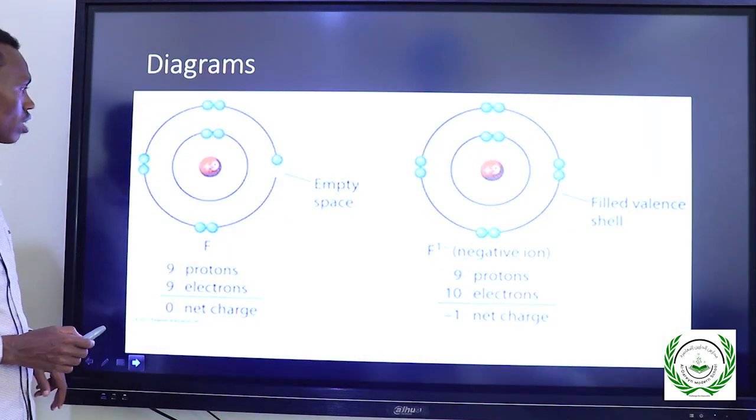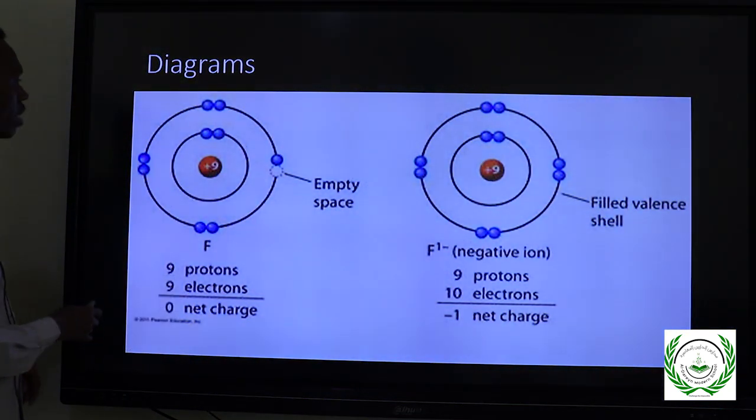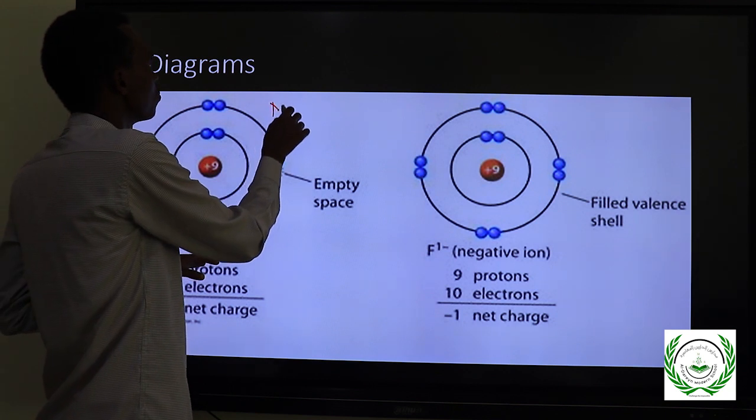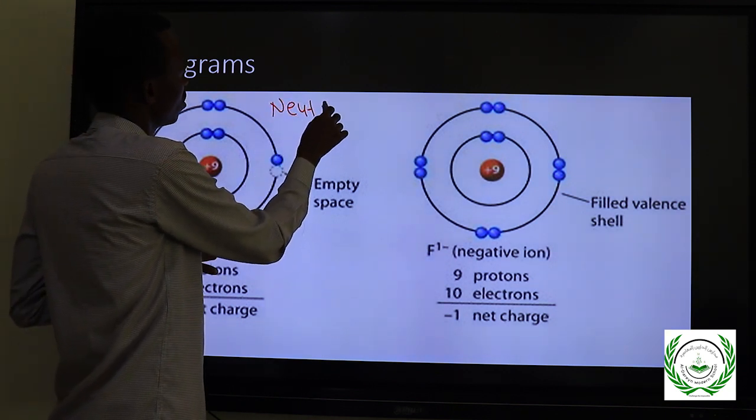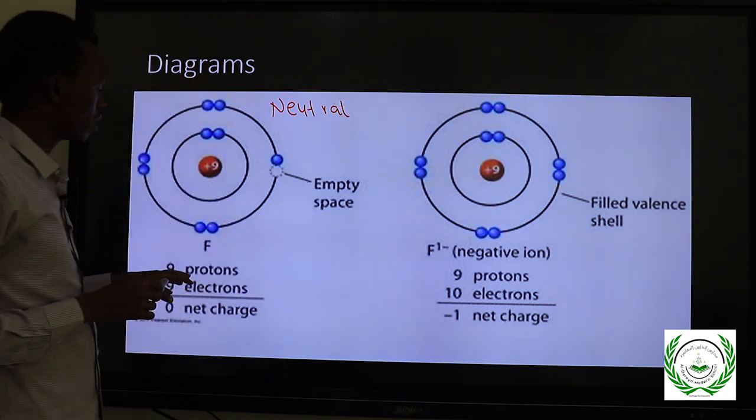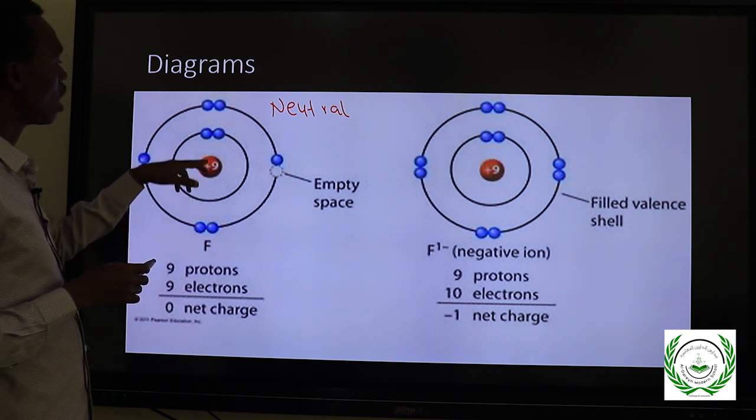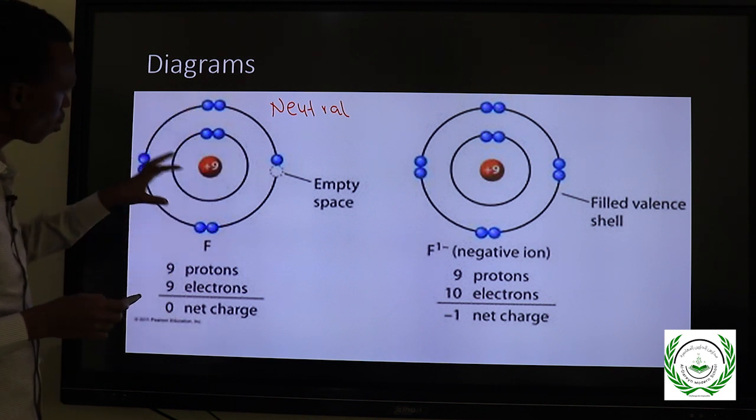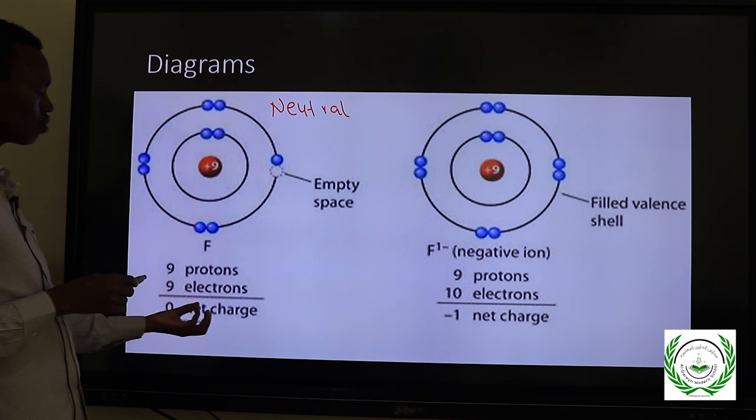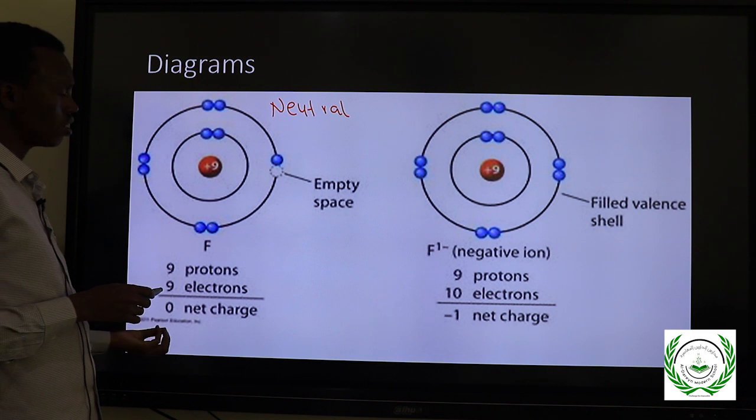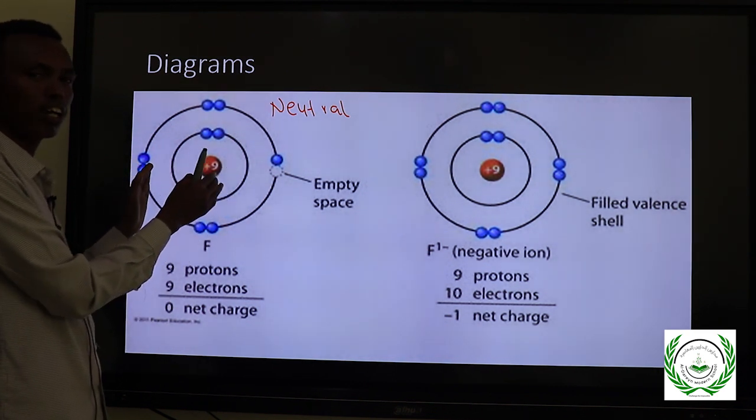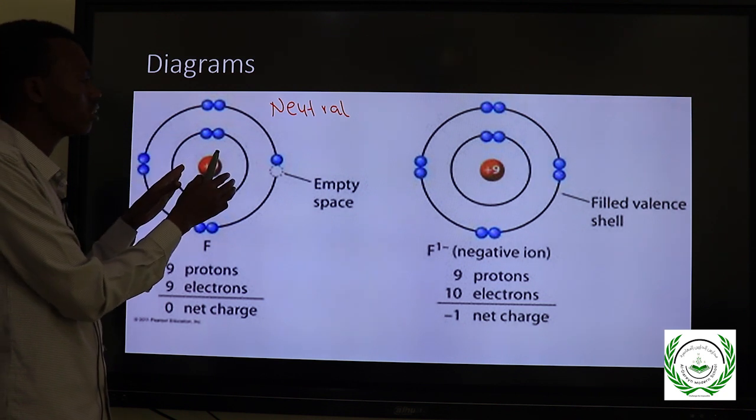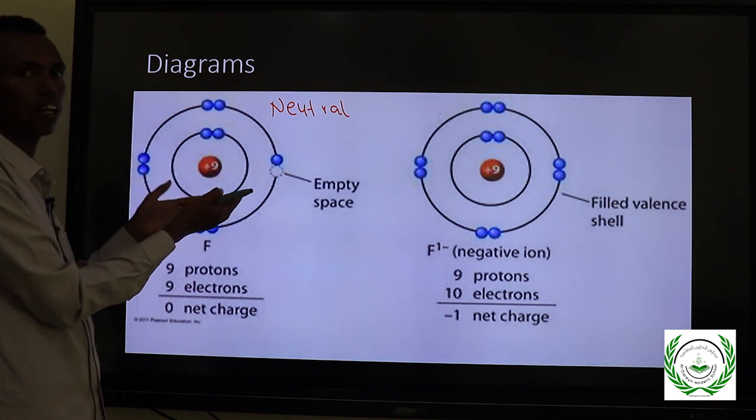We will see some diagrams. So this diagram illustrates a neutral atom. For example, it has 9 protons and 9 electrons: 1, 2, 3, 4, 5, 6, 7, 8, 9. When you subtract these two numbers, the net charge of this element is 0. 9 minus 9 is equal to 0. So we say this atom is neutral. It has no charge because it hasn't lost any electron and it hasn't accepted an electron either. So that's why it has 0 net charge.